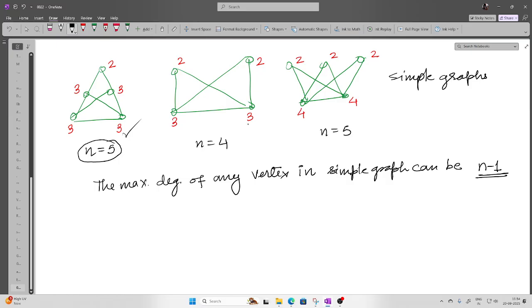Now, in this particular graph, you see that all the vertices are having degree less than or equal to n minus 1, that is 3. So therefore, again, this is what we can see from this graph. And here in this particular graph also, the maximum degree is 4 and all other vertices are having degree less than 4. So the maximum degree which any vertex in a simple graph can have is n minus 1. So this is your theorem.